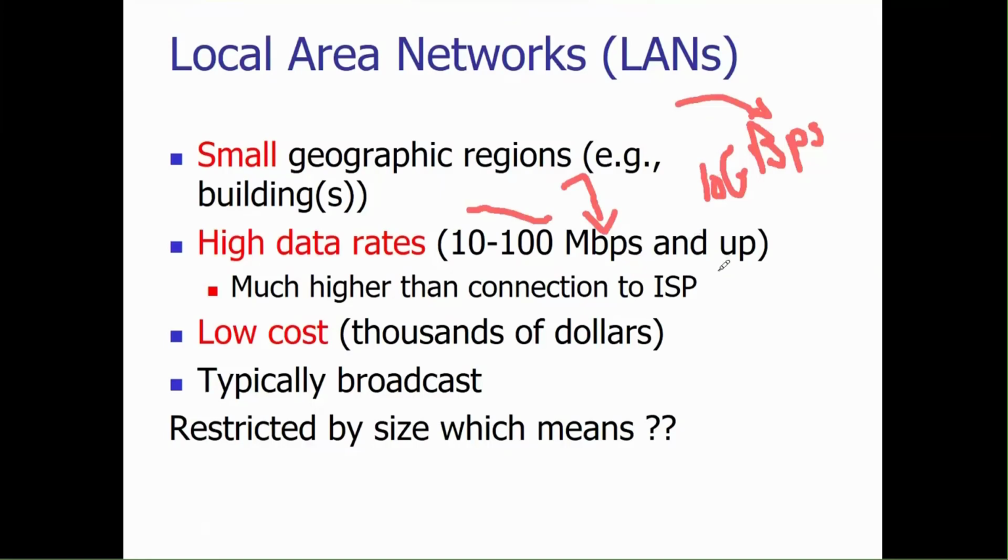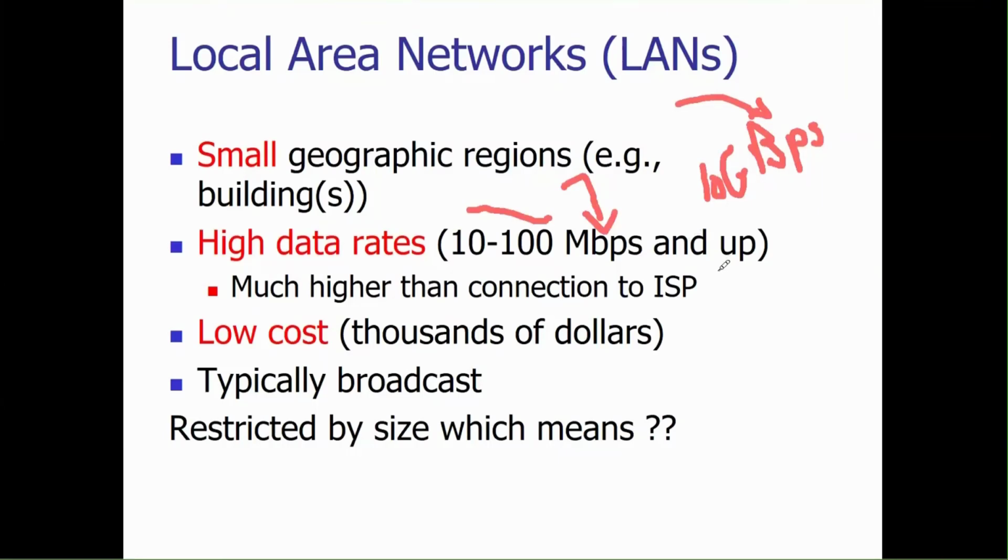Why super fast? Because they're super small. So LANs are very, very fast. If you're copying a file of 10 gigabits, you can do it in 1 second. Imagine, that's huge. Okay. Again, low cost, because again, they're small.